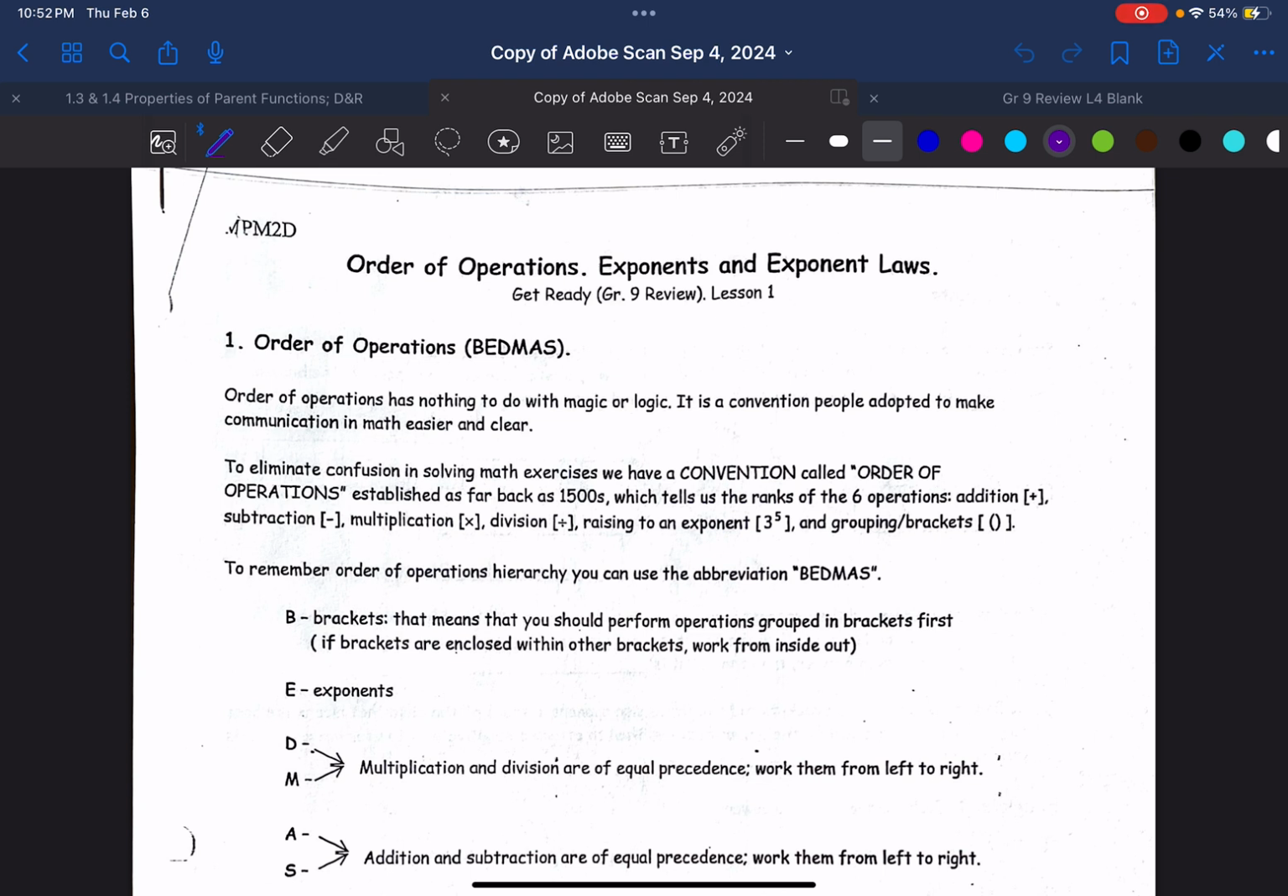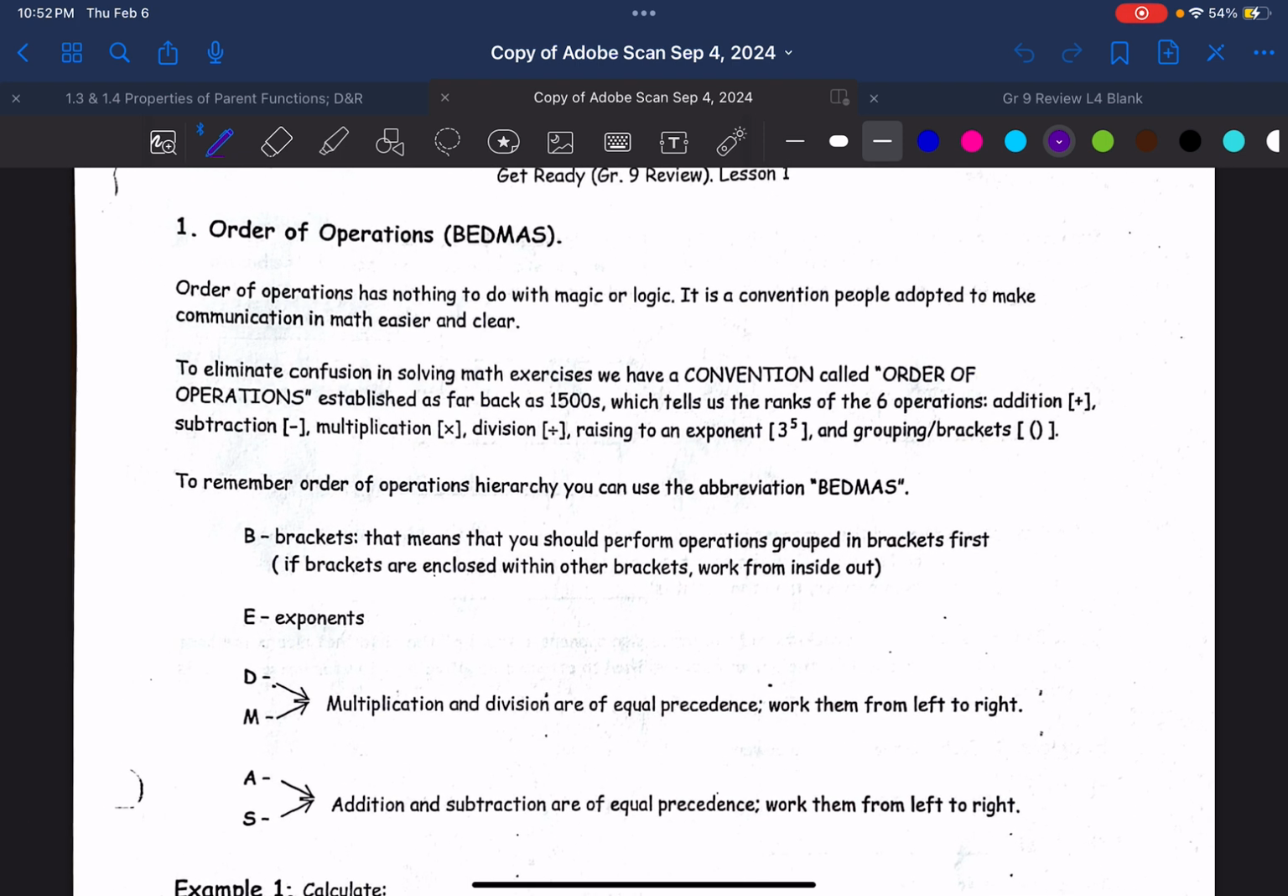So our first lesson that we did together was looking at grade 9 review, and we were specifically looking at order of operations as well as working with exponents and exponent laws. First, with order of operations, we commonly know this as the acronym BEDMAS. You've seen it, I think, starting in grade 6, so in early elementary school, and you continuously use it all the way through into middle school, and then you used it in grade 9 and even here in grade 10.